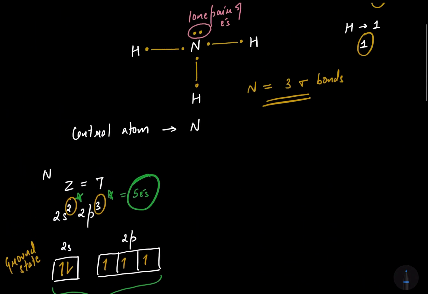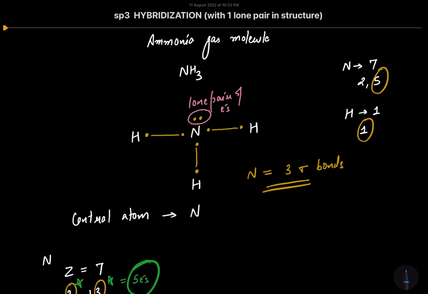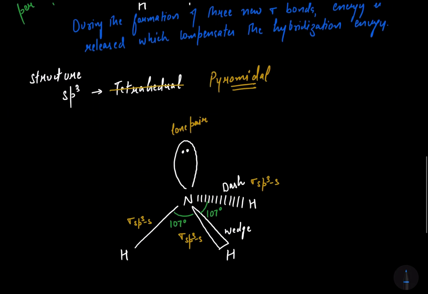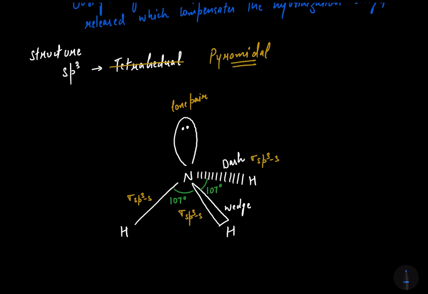I hope you all understood the hybridization of nitrogen in case of NH3. It's sp3 hybridization with one lone pair in the structure, and whenever there is a presence of one lone pair in the structure, then that sp3 structure will not be taken to be tetrahedral. It will be called as pyramidal. Please always keep this thing in mind. Whenever the tetrahedral geometry or sp3 hybridization we can say is having one lone pair, then that structure will be named as pyramidal but not the tetrahedral. So that's all for today.